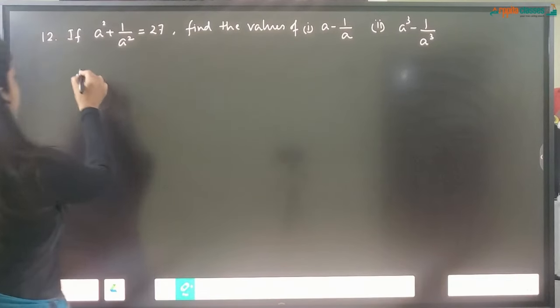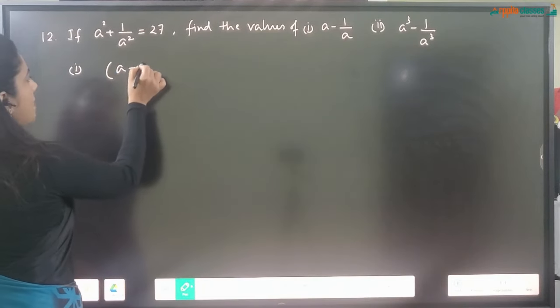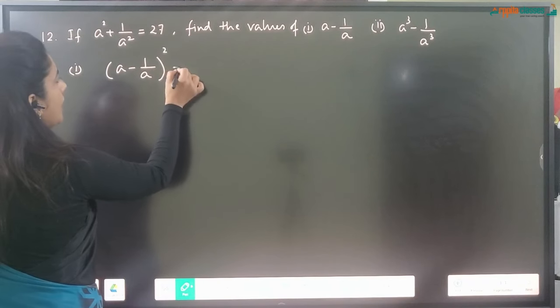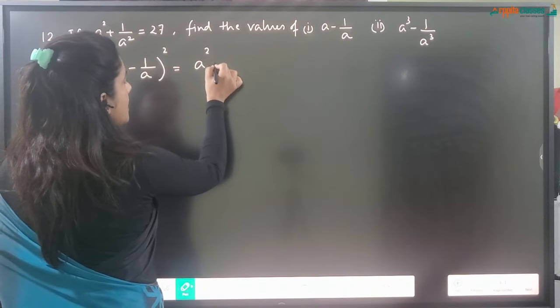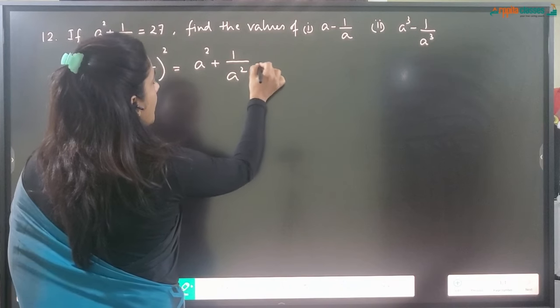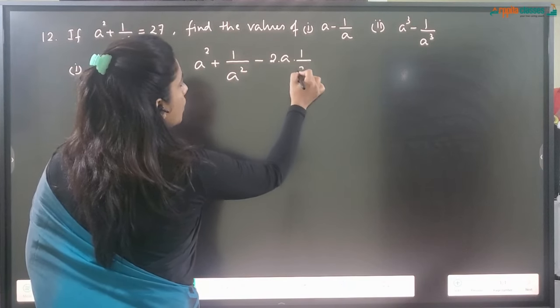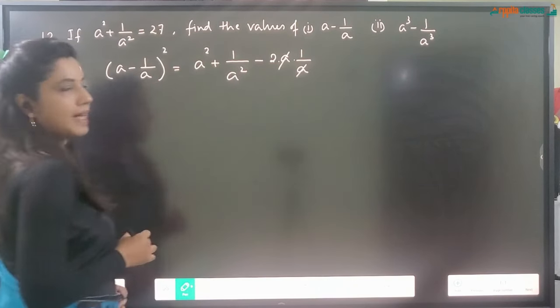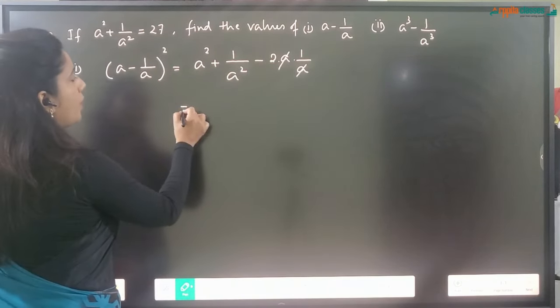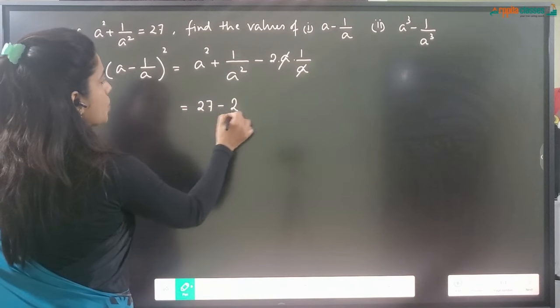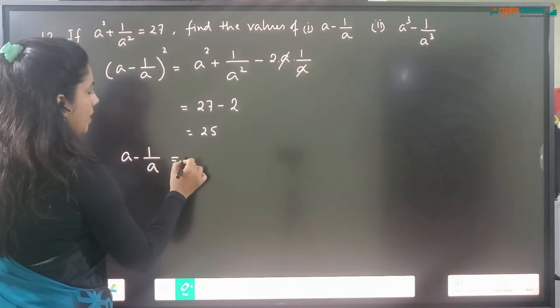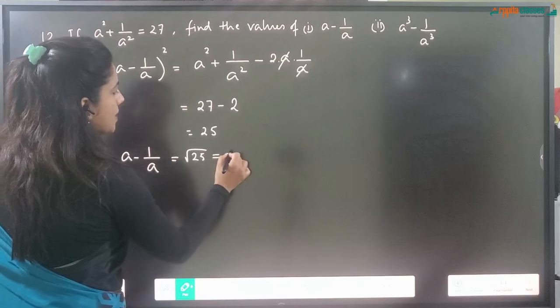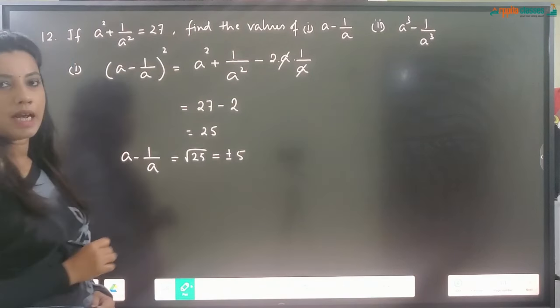We have to find out a minus 1 upon a. So I'll write a minus 1 upon a the whole square and I'll write the formula for that. This is a minus b whole square. So that is a square plus b square minus 2 into a into b. So here a and a will get cancelled. A square plus 1 upon a square we already have 27 minus 2. So that is 25. So a minus 1 upon a whole square is 25. Therefore a minus 1 upon a will be square root of 25, that is plus minus 5. So the first answer we got.